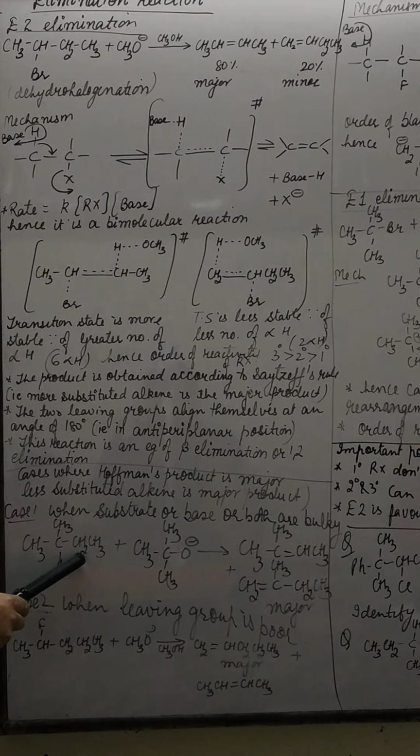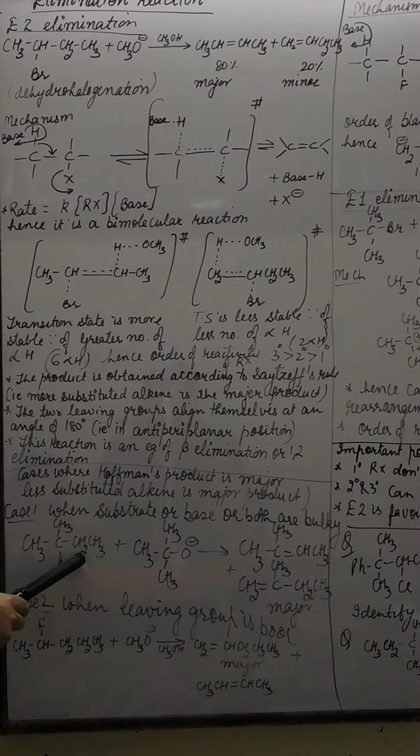That is why the double bond formation between these two carbon atoms is easier, and this will be the major product while this one will be the minor product. So bulkiness favors the abstraction of proton from less crowded carbon.